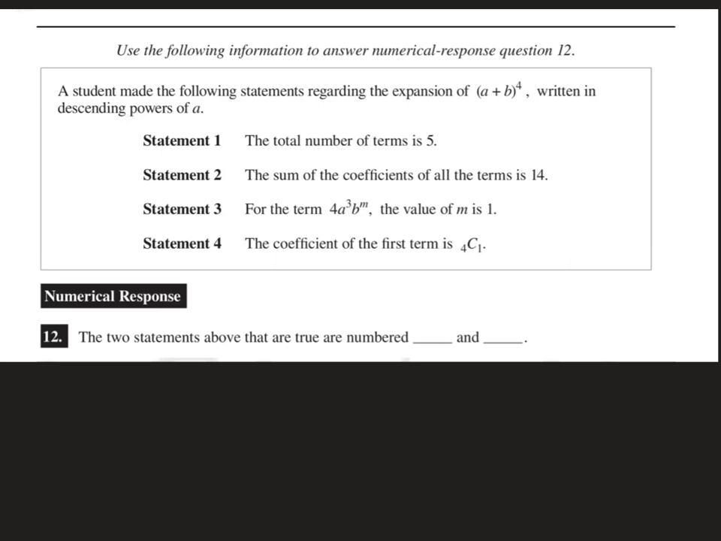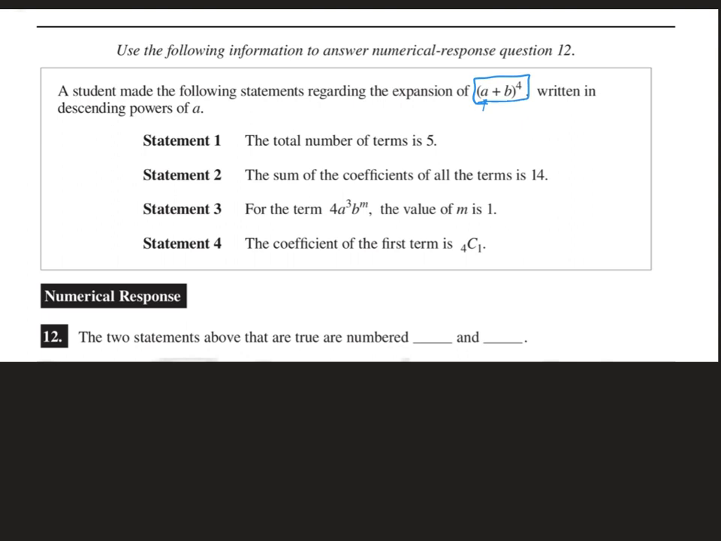Alrighty, let's take a look at this question. A student made the following statements regarding the expansion of (a + b)^4, written in descending powers of a, which most of the time is not something you need to worry about when they add that. But, of course, the first term would have the highest exponent on a, and then it would descend from there because a is in the first position of the binomial.